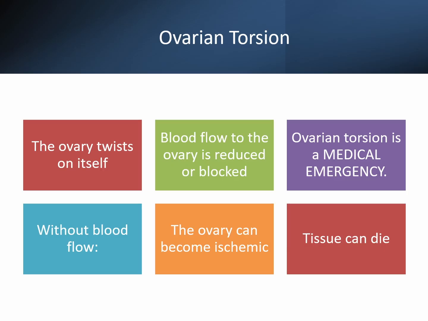What is an ovarian torsion? An ovarian torsion occurs when the ovary twists on itself, so blood flow to the ovary is reduced or blocked. Why is this important? Ovarian torsion is a medical emergency. Without blood flow, the ovary can become ischemic and tissue can die.